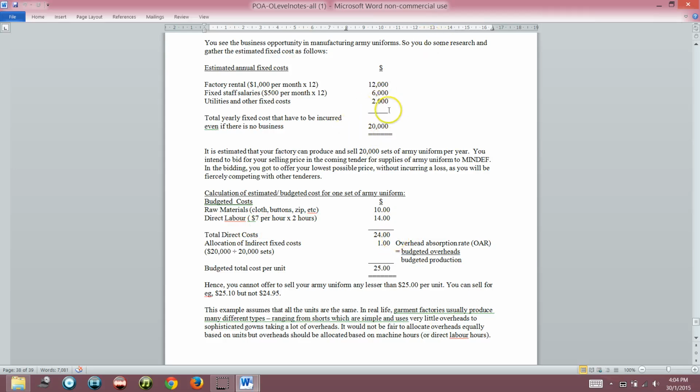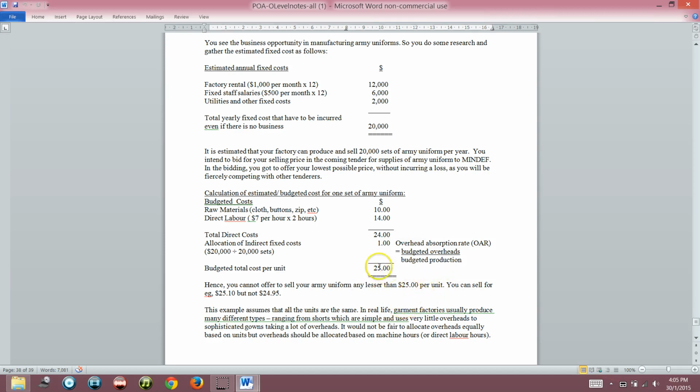Okay, then how about all these 20,000 fixed costs? Because now I'm going to estimate the total cost for one army uniform. I have to factor in my fixed cost. Otherwise I won't get the exact cost per unit of army uniform. So I estimated the yearly fixed cost to be 20,000, and I estimated that 1 year I can manufacture 20,000 sets of army uniform. So my fixed cost per unit of army uniform will be $20,000 divided by 20,000 sets, which is $1 each. So my total cost per unit of army uniform will be $25. So that means I know the bidding environment is very competitive.